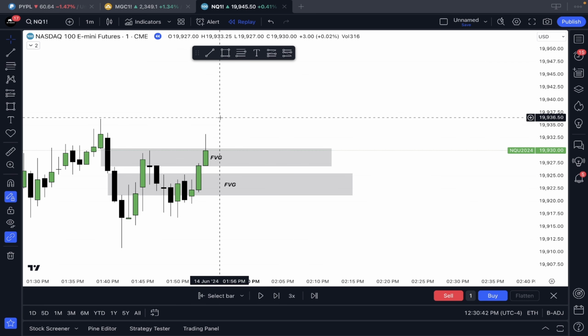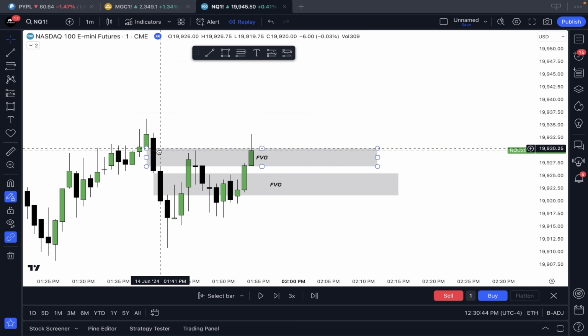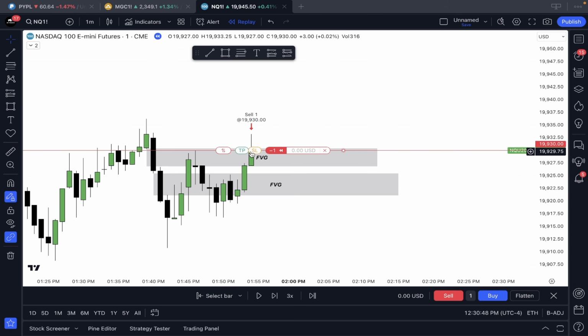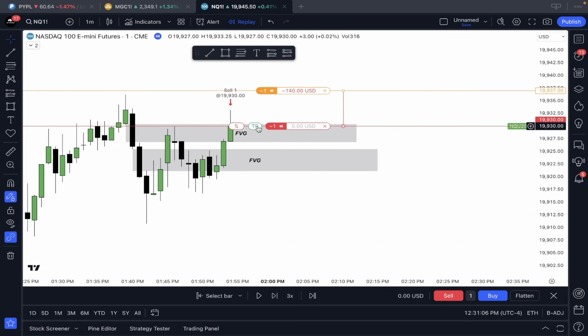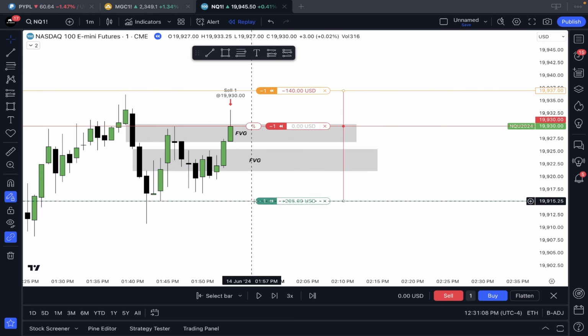Okay, as you guys can see here, our final fair value gap got filled. Now, I'm going to enter a sell. So you can put your stop loss above the fair value gap. See, it's a $40 stop, so it's super low risk, but personally, I'd like to put it over this high right here. Risk 140, I want to aim for these lows down here.